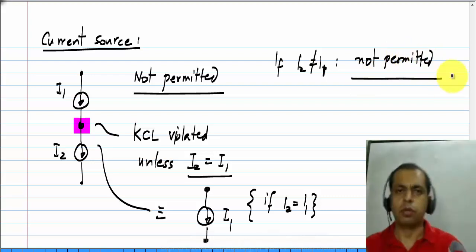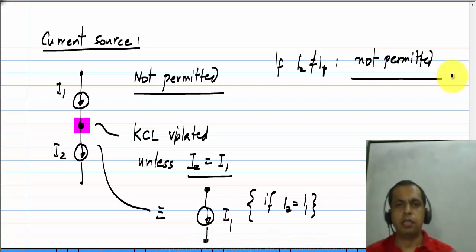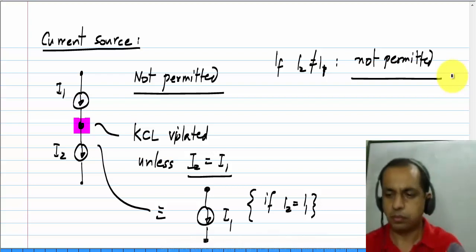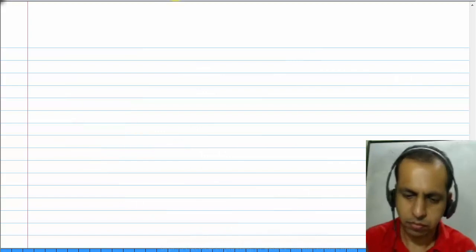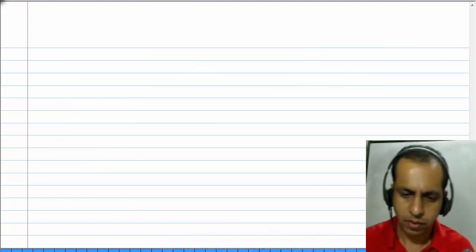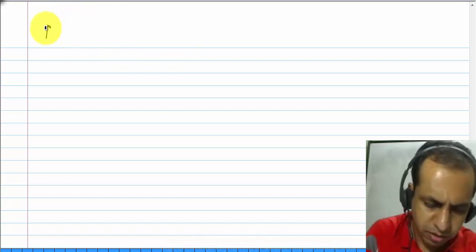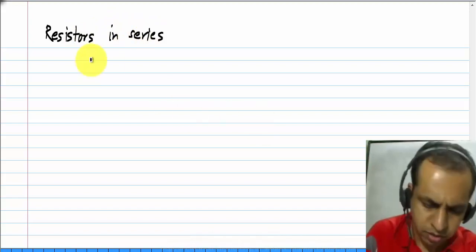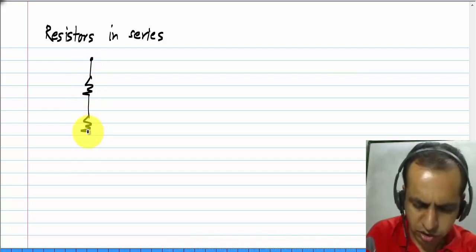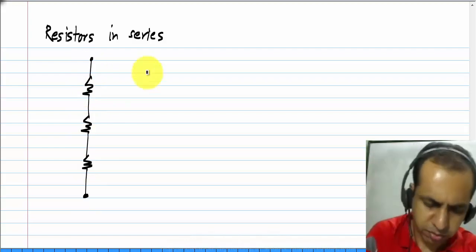Okay. So what this means is that if you have two unequal current sources, you cannot connect them in series, because such a connection necessarily violates Kirchhoff's current law. Okay. So next we'll look at resistors in series. So I'll take a number of resistors just for illustration. Let me put down 3 of them.